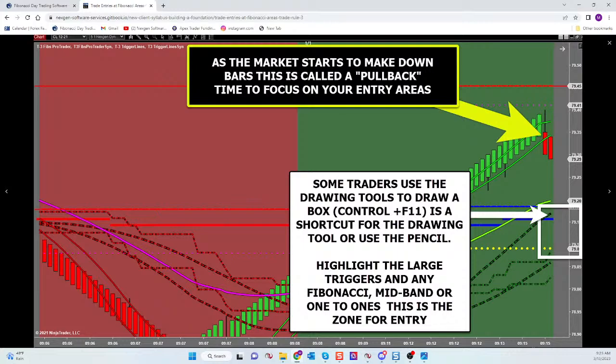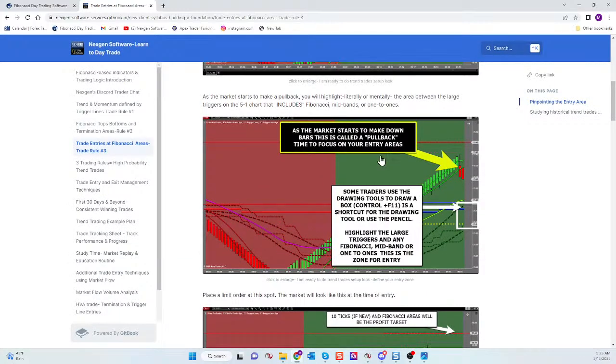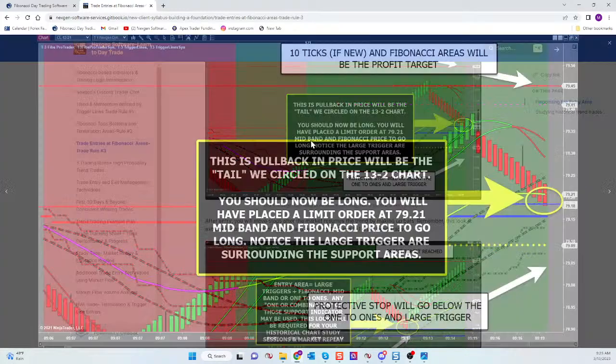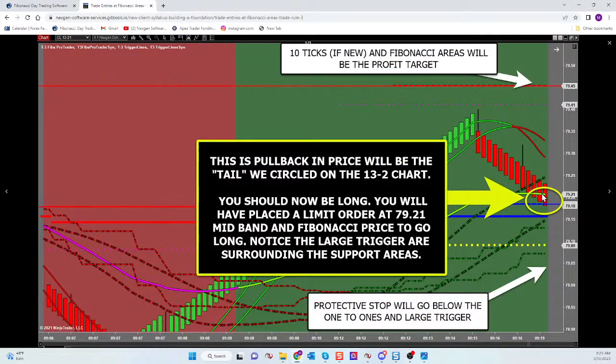And you're going to wait for the market to come to you, guys. And if it pulls back to that window, that area inside of favorable large triggers, you're now long at 79.21 in this particular trade. Remember that you're long with the advantage of momentum, the advantage of a clear path, and you're long from the area where the market is likely to continue.